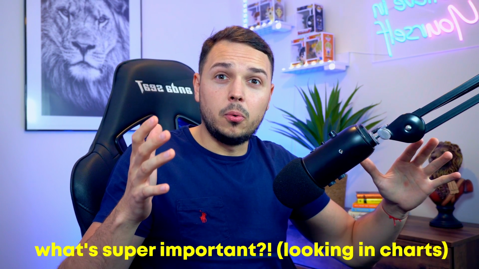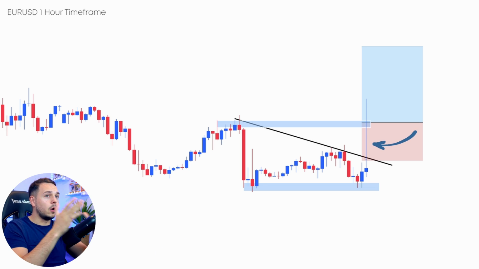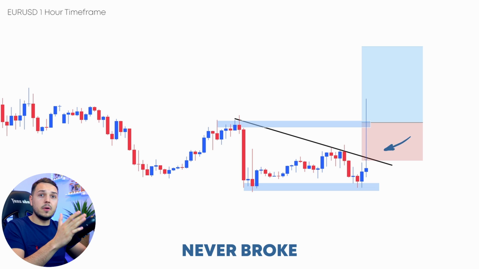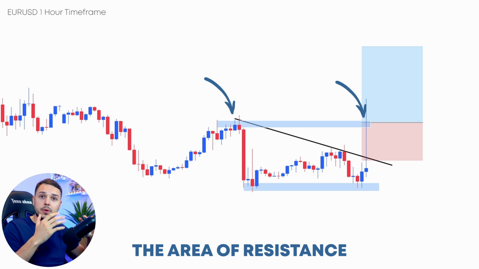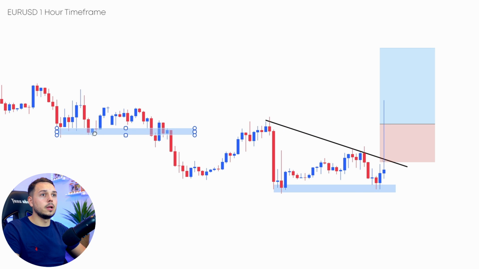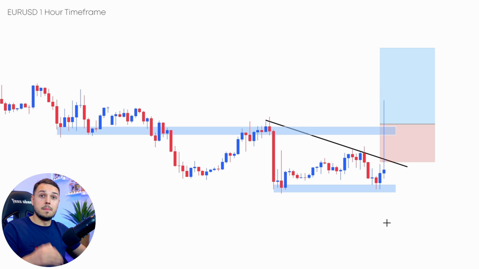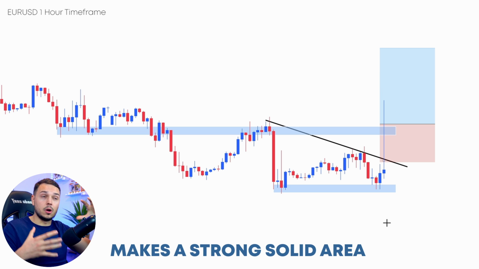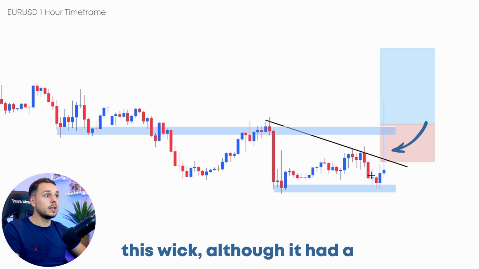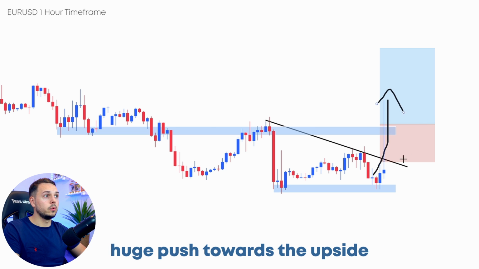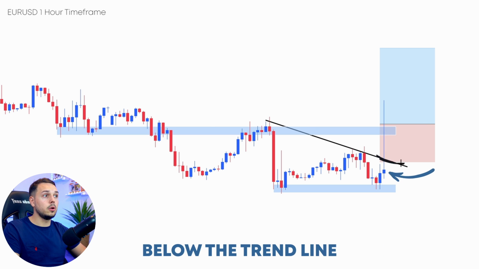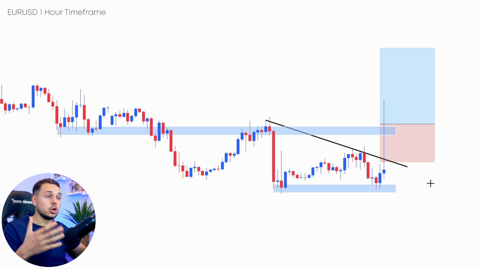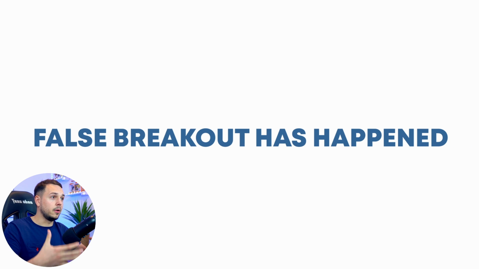And what's super important over here, this huge wick on the 1 hourly time frame never broke the area of resistance. This previous area level, we move it. Look at this. Area of support, area of resistance once again makes a strong solid area of sensitivity. This wick, although it had a huge push towards the upside, actually closed below the trend line that we have, which shows that a false breakout has happened.